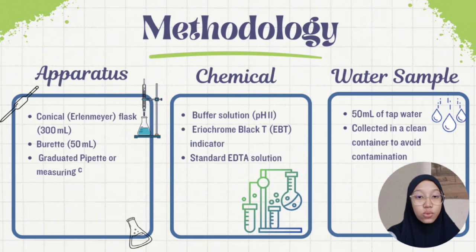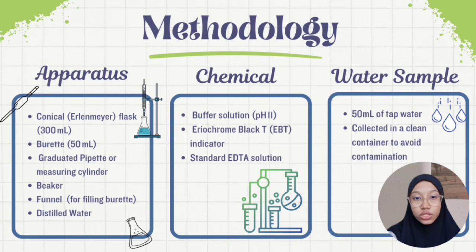We have categorized our setup into three main sections: the apparatus, the chemicals involved, and the water sample itself. First, for the apparatus, we'll be using a 300 ml conical or Erlenmeyer flask which will hold our water sample during titration, a 50 ml burette to hold our titrant, a graduated pipette or measuring cylinder for volume measurement, along with a standard beaker and a funnel to fill the burette safely. We also have distilled water on hand for rinsing our glassware to ensure absolute cleanliness.